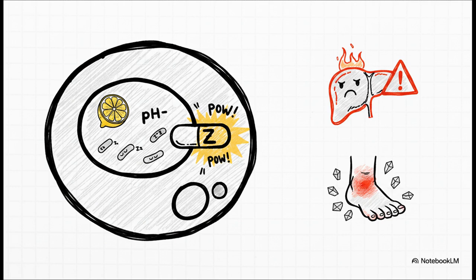But, and this is a big but, it comes with a major downside. Of the 4 main drugs, pyrazinamide is the most hepatotoxic. It can also cause hyperuricemia because it messes with uric acid excretion, so you have to be really careful with patients who have a history of gout.